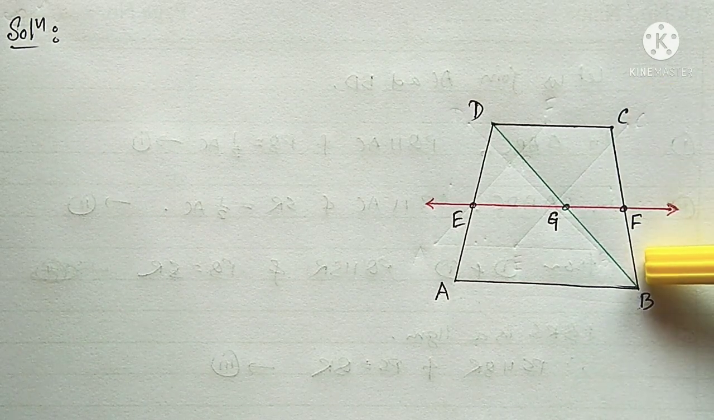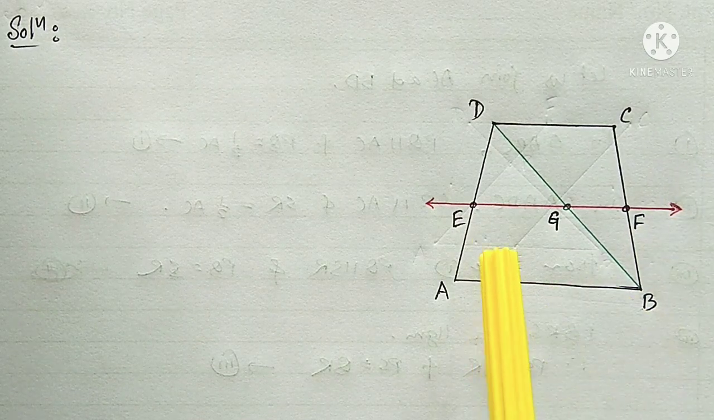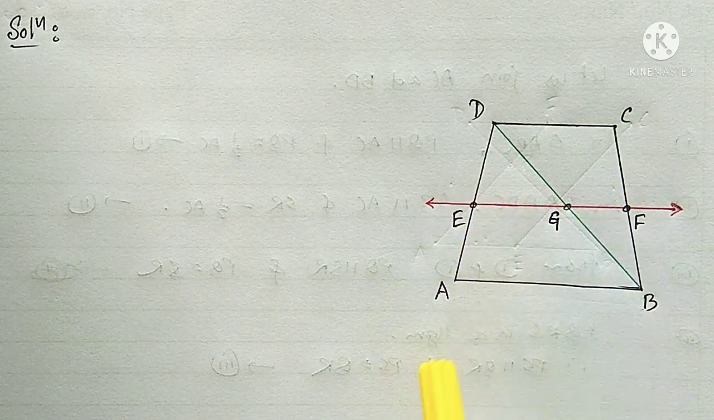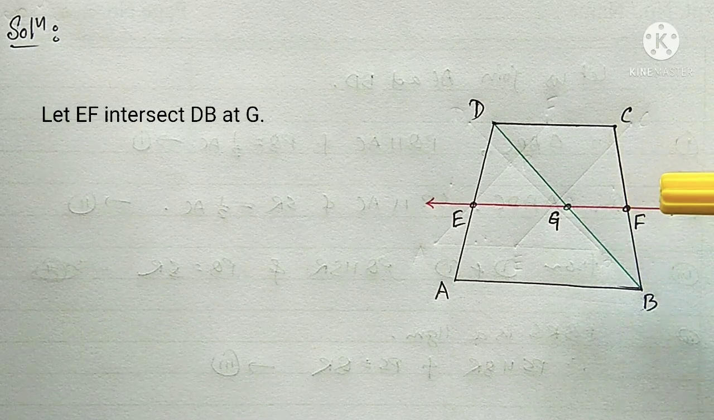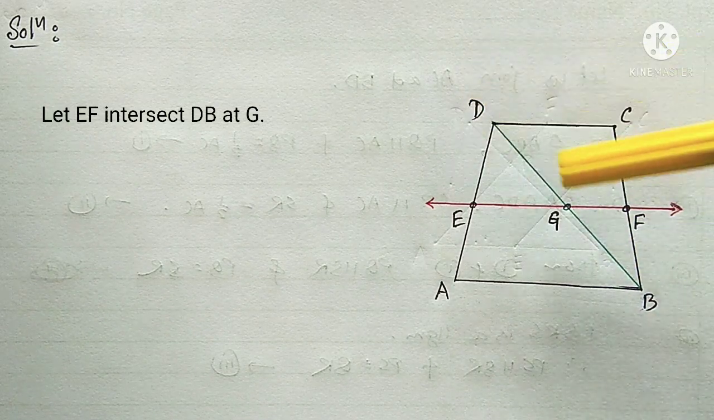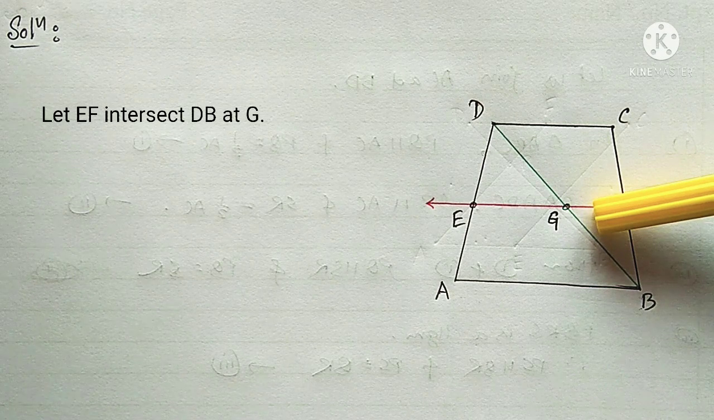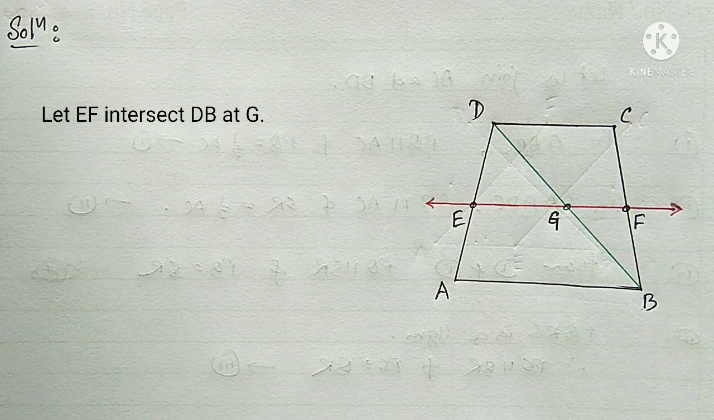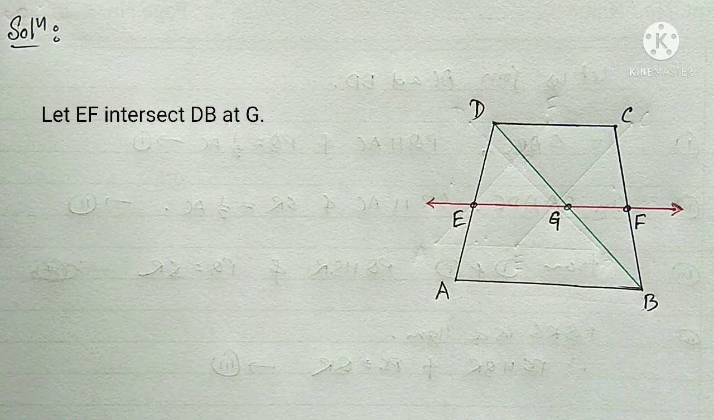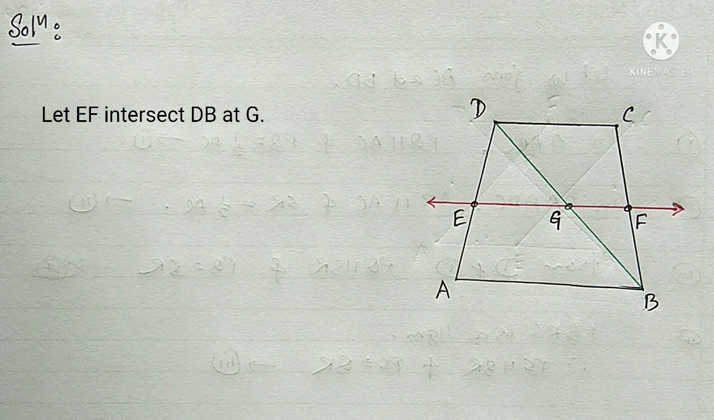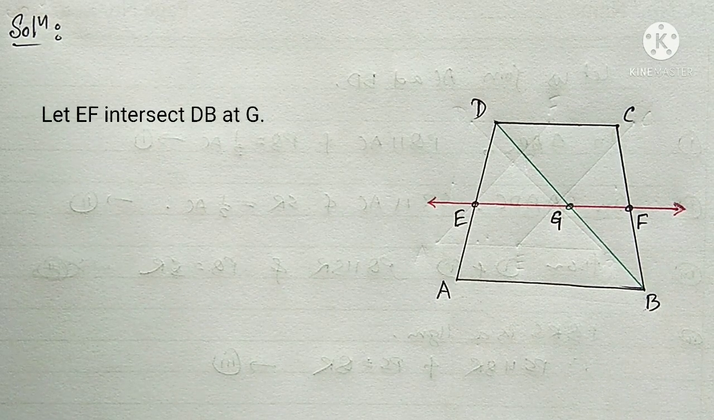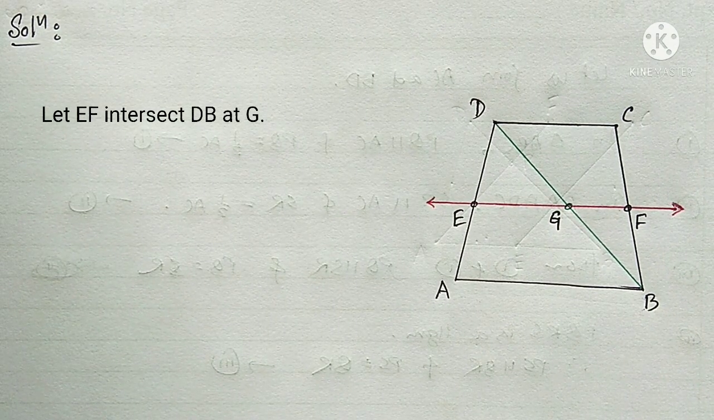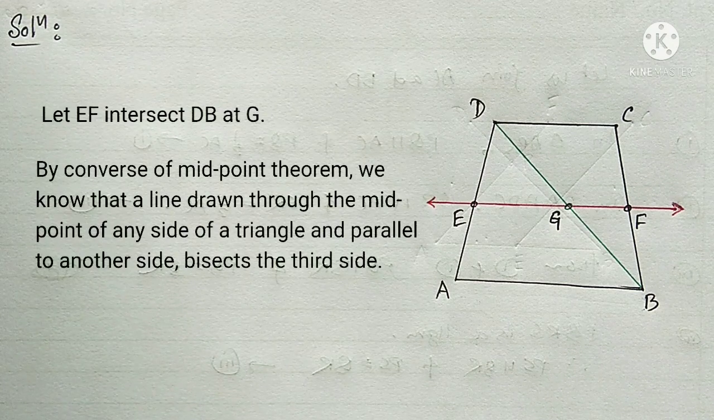And this F we need to prove is the midpoint of BC. So when we draw a parallel line EF, obviously this line intersects the diagonal BD at one point, which we denote here by G. Is it clear? This one is the construction. So that's why, first you see, it is written: let EF intersect DB at G. Is it clear? Okay.